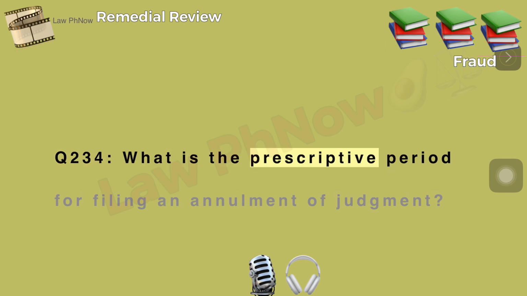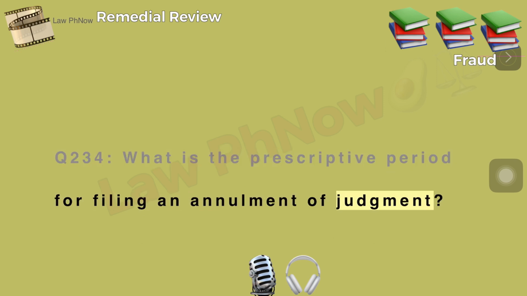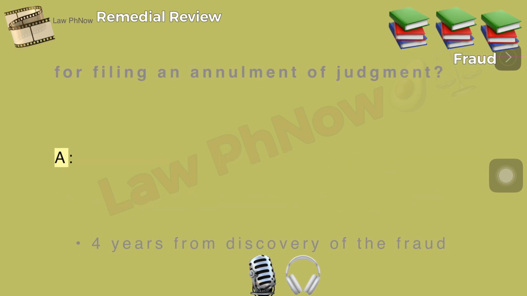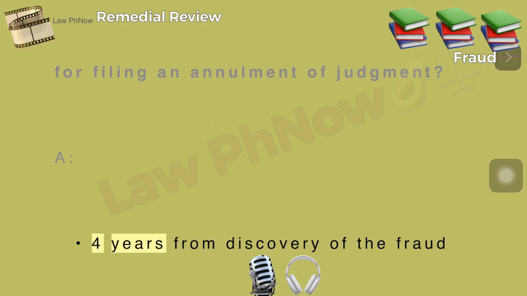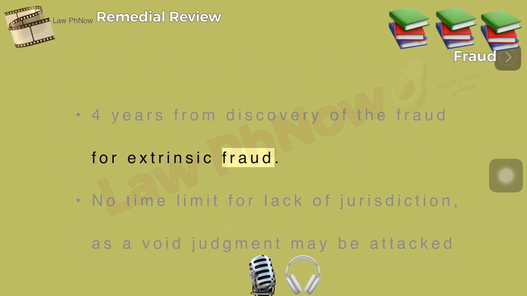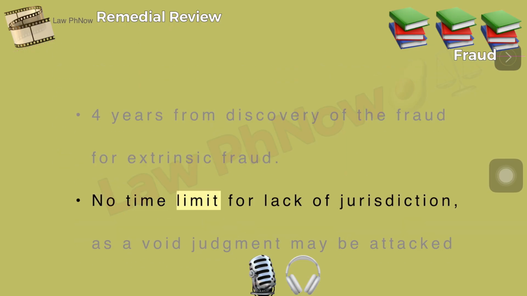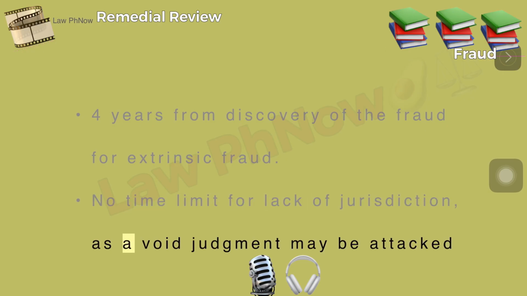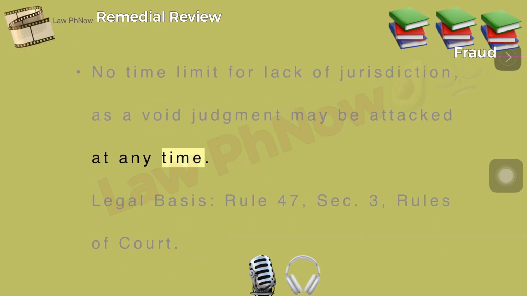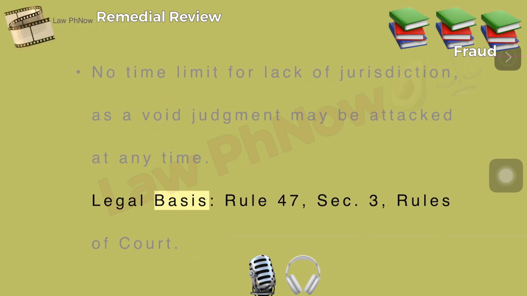Q234. What is the prescriptive period for filing an annulment of judgment? A. 4 years from discovery of the fraud for extrinsic fraud. No time limit for lack of jurisdiction, as a void judgment may be attacked at any time. Legal basis, Rule 47, Section 3, Rules of Court.